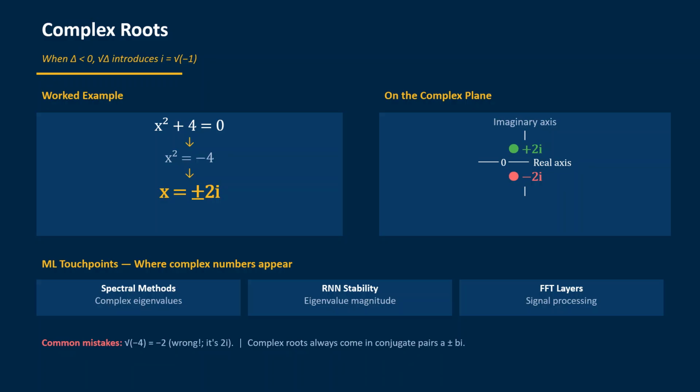On the Argand plane, also called the complex plane, real numbers sit on the horizontal axis, and imaginary numbers sit on the vertical axis. So 2i and negative 2i are plotted as points straight up and straight down on the vertical axis. A common mistake is writing the square root of negative 4 as negative 2. Remember, you cannot just move the negative sign outside the radical without introducing i. In machine learning, complex eigenvalues show up in stability analysis, recurrent networks, and signal processing.